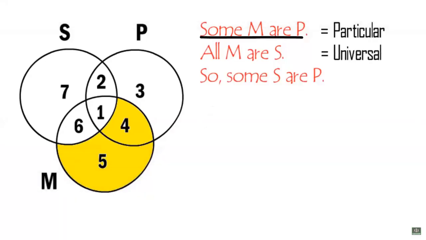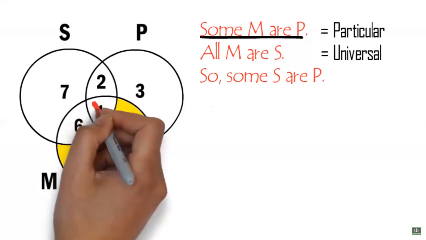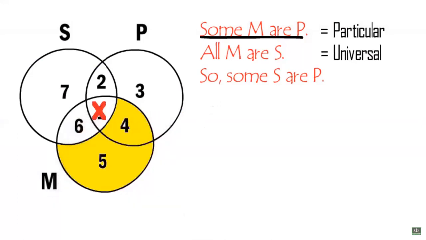Since this is a particular proposition, we will not use the shading method. Instead, we will place an X on the designated area. Since the premise says some M are P, and since area 4 is already shaded, then it does not exist anymore. Thus, we will place the X on area 1 to show that indeed there is at least one member of M that is a member of P. The Venn diagram of the syllogism now looks like this.